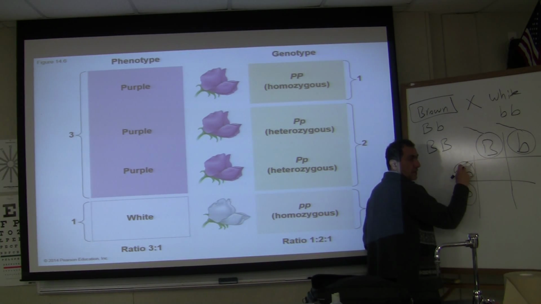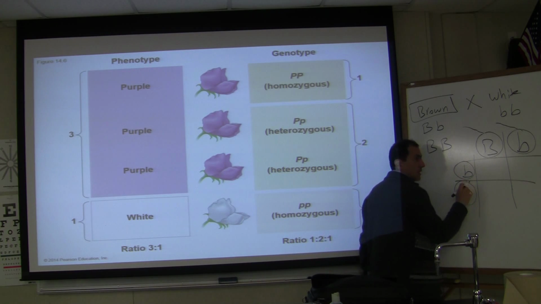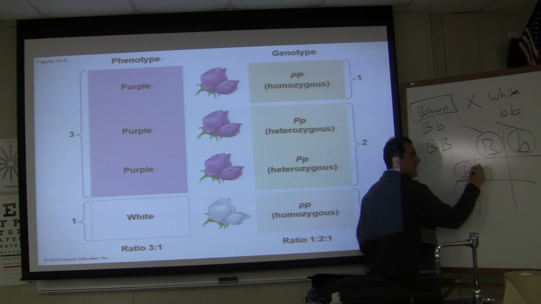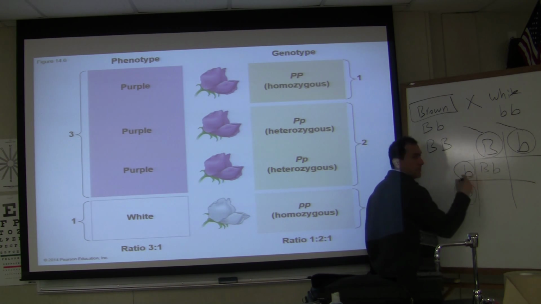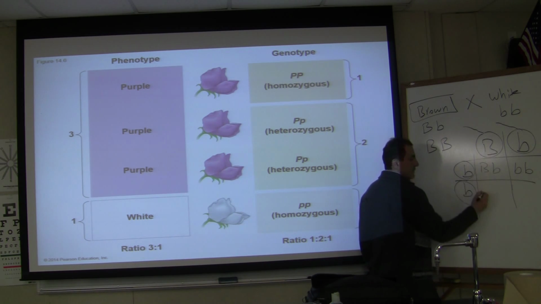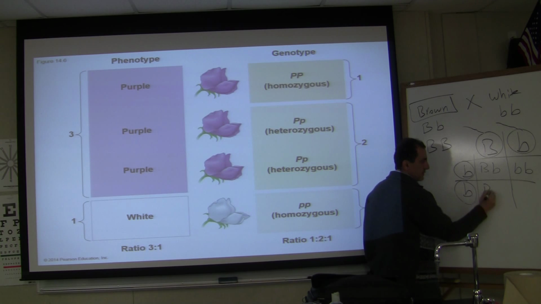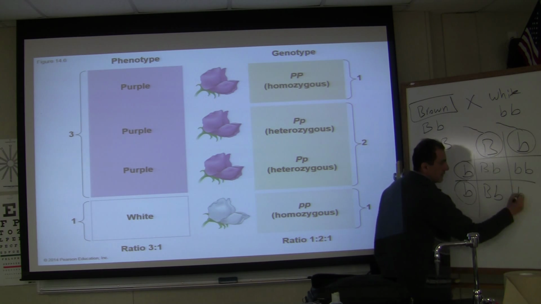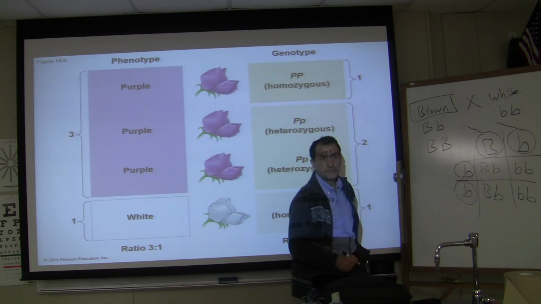Sperm goes to the egg or pollen? Pollen goes to the ovary, and then what you're going to have? Capital B, small b, right? Sperm goes to the egg. And then what do you have?